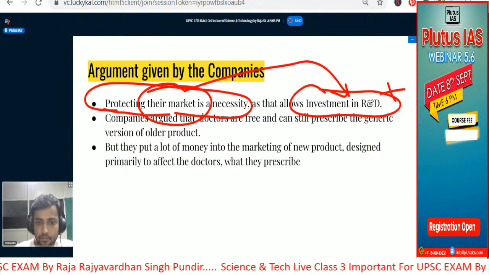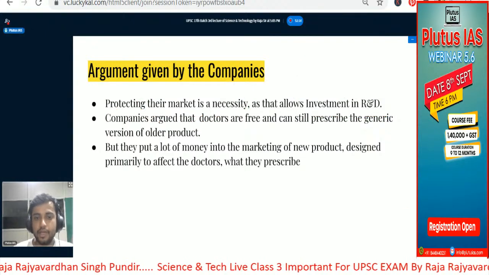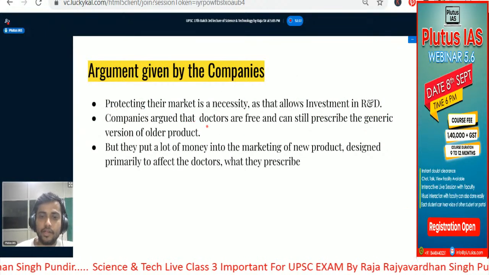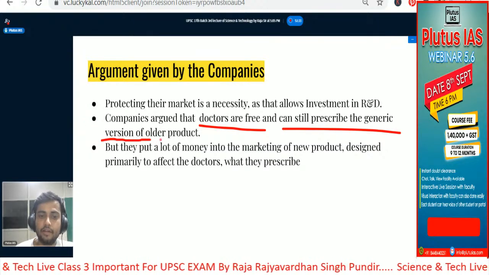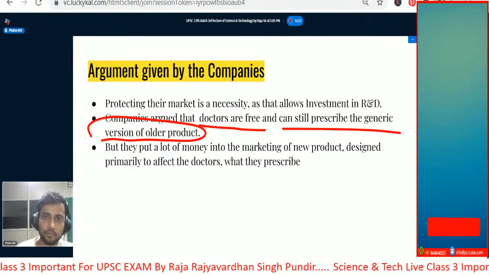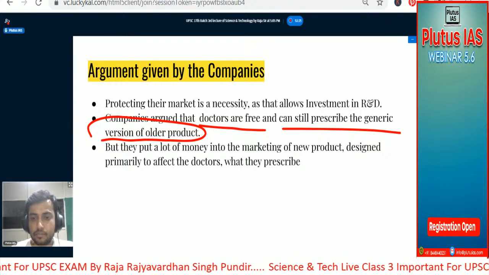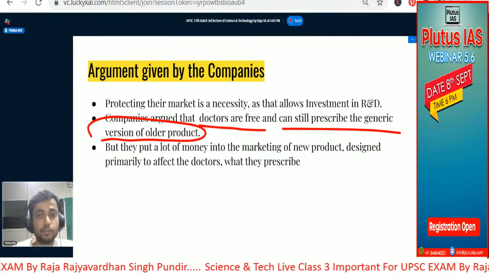And then their other argument is that the doctors are free and can still prescribe the generic version of the older product. That point is also made by them, and that point was also made by Aman.